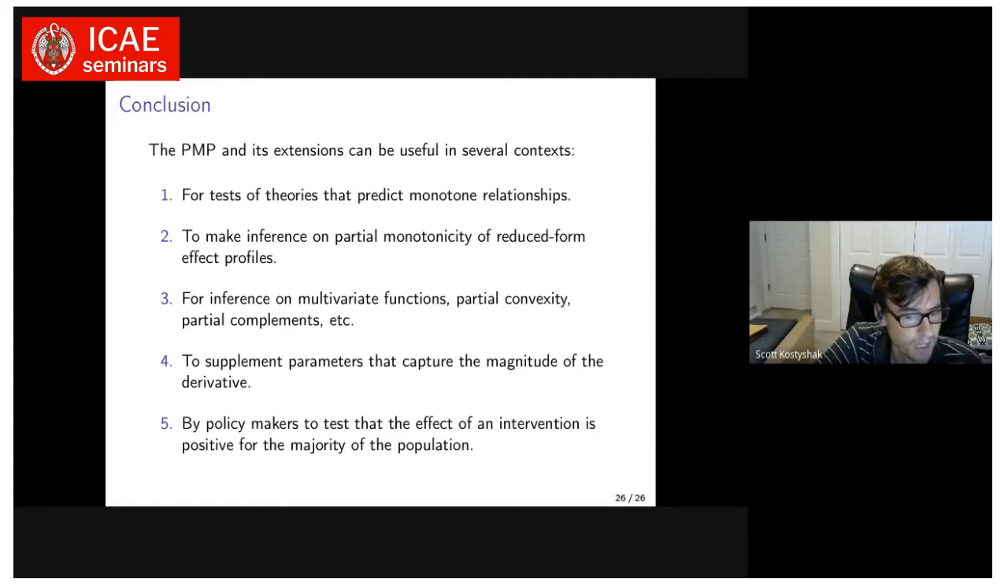And we think this could be interesting to policymakers, just because it captures more the idea of, is something beneficial or not, abstracting away from the actual magnitude of the effect. And again, we think that the PMP can be complementary. We're not trying to substitute OLS.